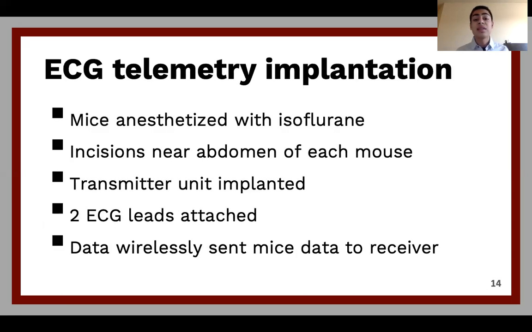And so the ECG telemetry implantation started out with the mice being anesthetized with isoflurane, and then incisions were made near the abdomen of each mouse. And basically this little transmitter unit, which I'll show in a picture in a second, was implanted into the peritoneal cavity, which is right below the stomach, and 2 ECG leads, one positive and one negative, were attached to the respective areas, and then that transmitter was able to wirelessly send that data to a receiver that I can hook up to a computer to analyze the data.